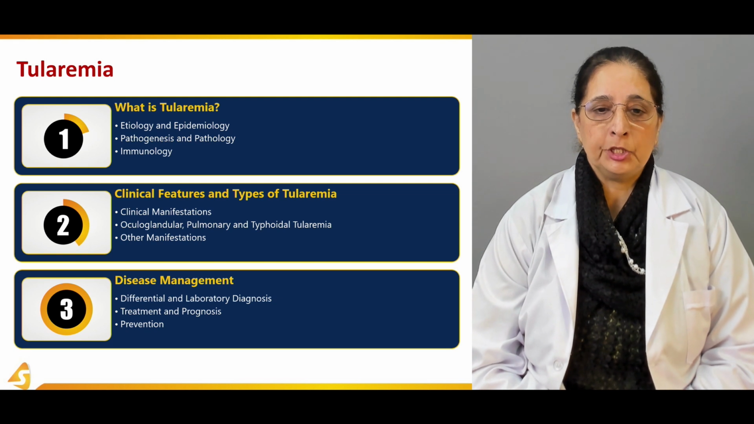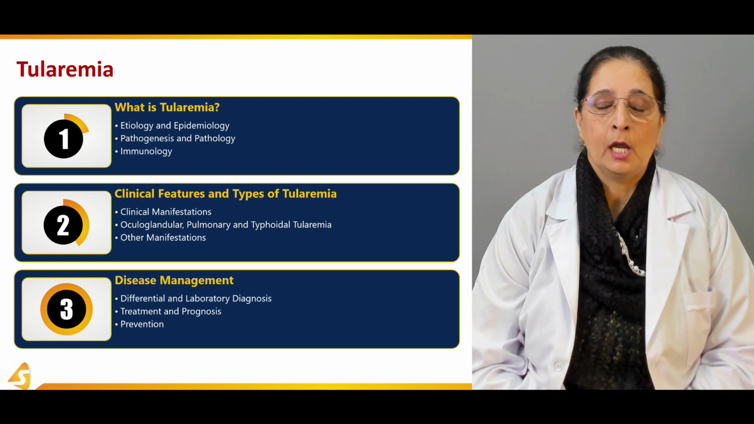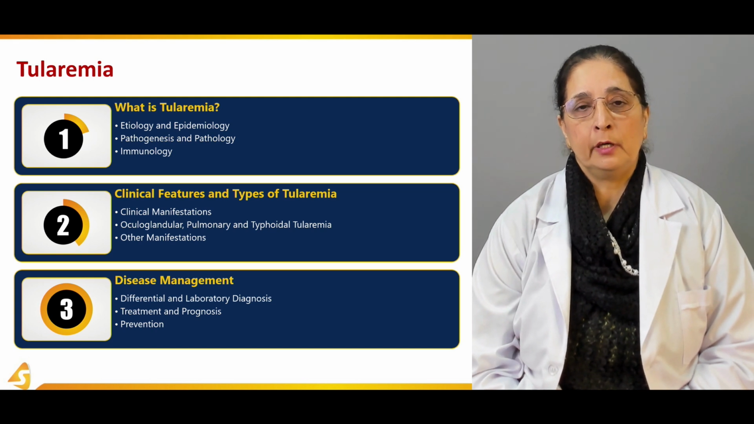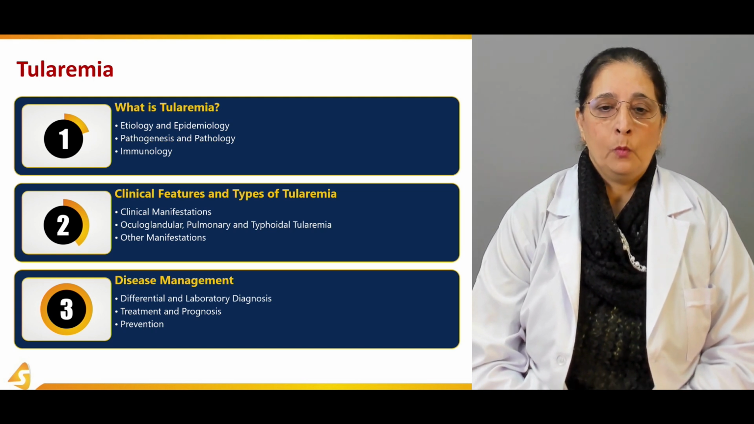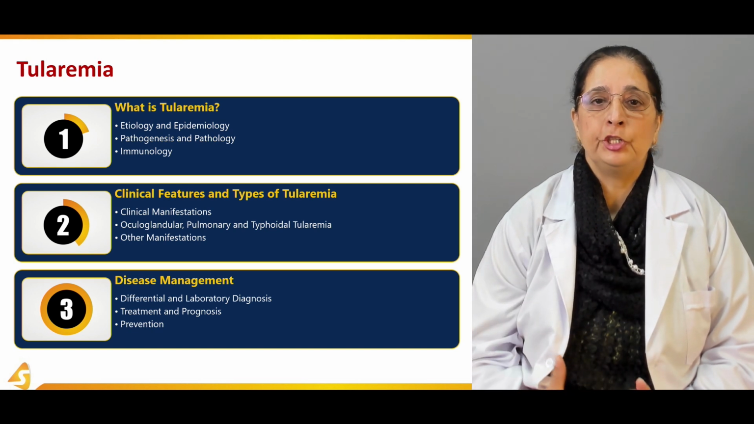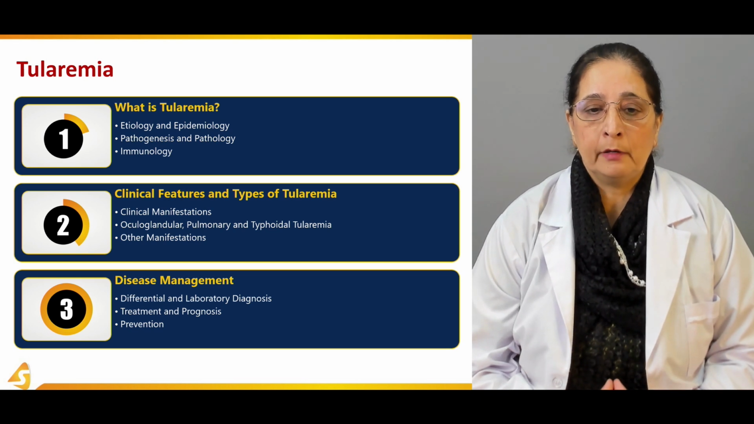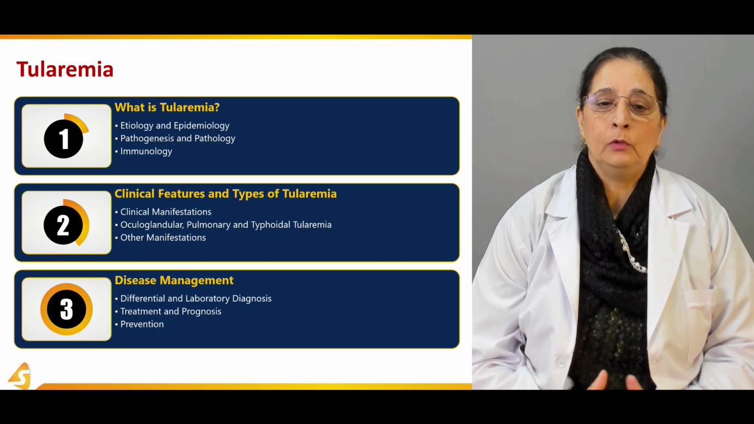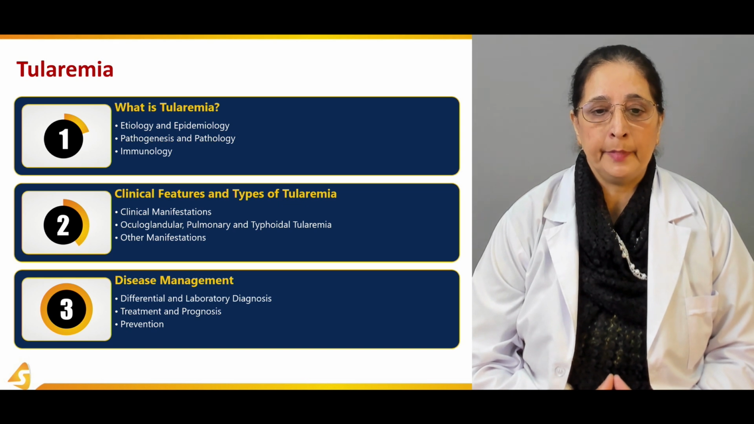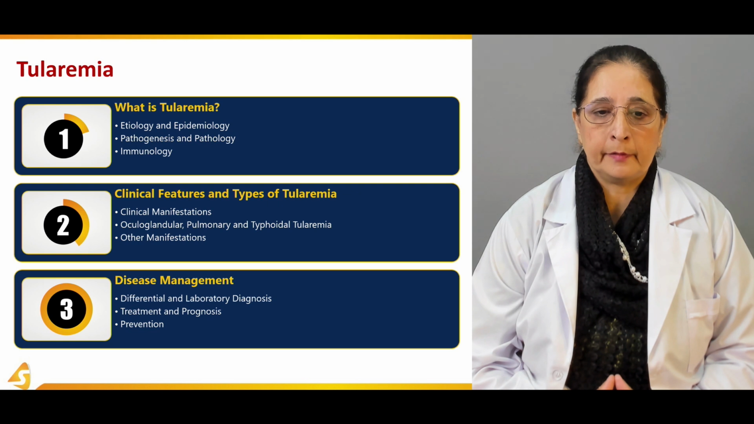In the second section, we will discuss the clinical manifestations, how the patient with tularemia will present, what are the specific clinical features associated with different types of tularemia, including oculoglandular tularemia, pulmonary and typhoidal tularemia.